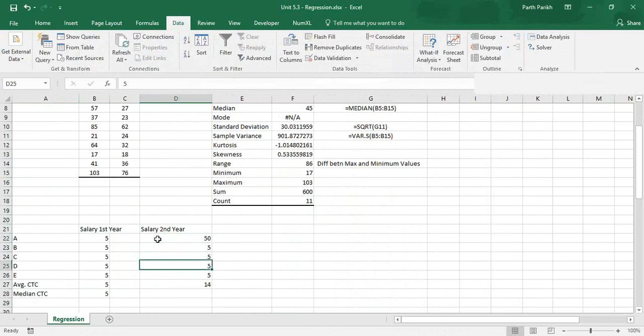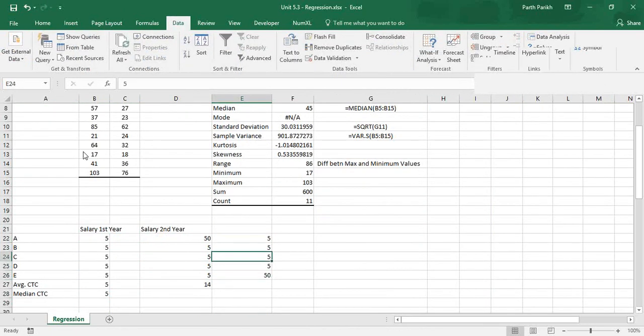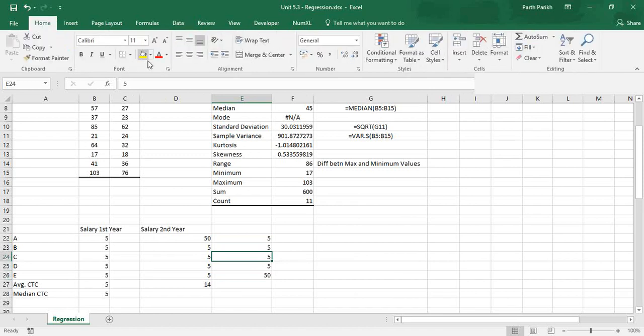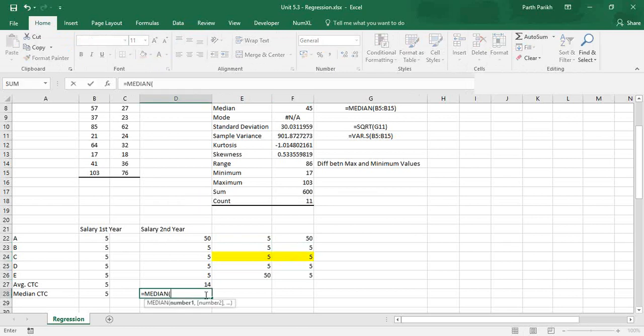Whereas in the median, if I arrange this in ascending or descending order, 50 will either be on the top or on the bottom, and when I'm trying to find the middle value, it will always be 5. So ascending order would be 5, 5, 5, 5 and 50. The middle value is still 5. In descending order, 50, 5, 5, 5, 5, the middle value is still 5. So when I'm trying to find out the median, it gives me 5 as the answer.